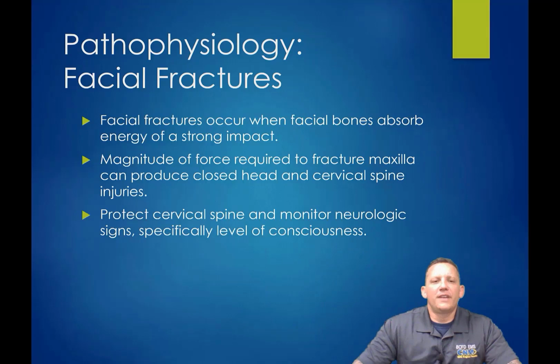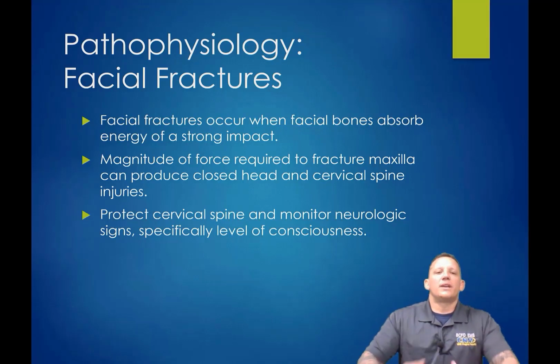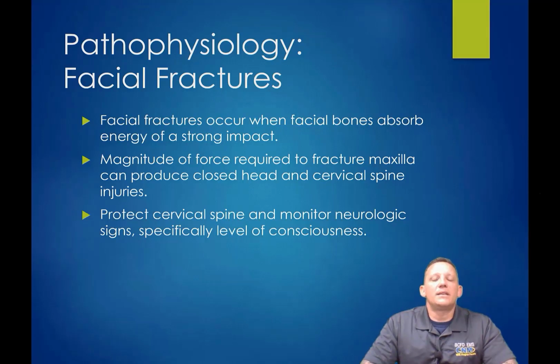In regards to significant facial trauma, facial fractures can happen when the facial bones absorb a really strong impact. The magnitude of force required to fracture the maxilla can produce closed head injuries and cervical spine injuries, and this is that high index of suspicion, right? So if somebody takes something like, say, a steering wheel to the face, they're a real likely candidate to have a cervical spine injury. This is much less than, say, somebody getting stabbed with an ice pick in the neck or something like that.